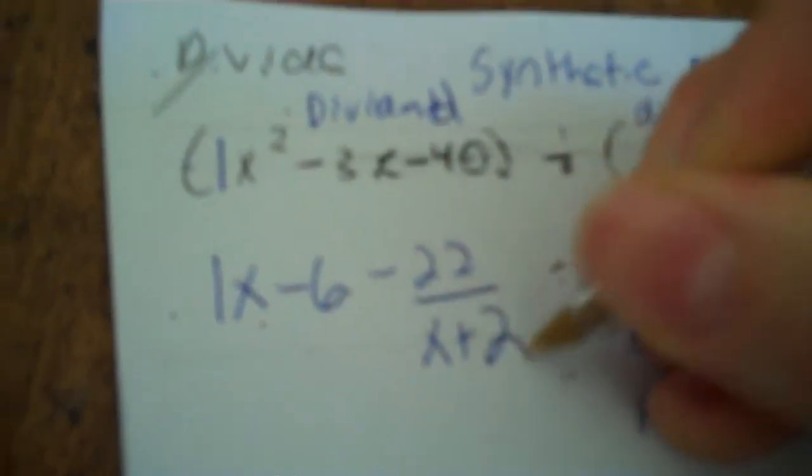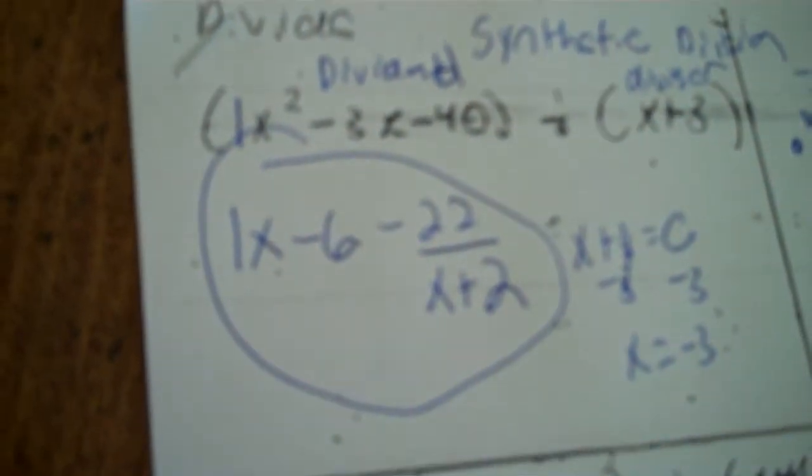Okay? What you do is you put -22, then you underline it, and you put the expression that your divisor is, x plus 3. Okay? So that's how you divide it. It's kind of weird, you just have to get used to it. Okay?